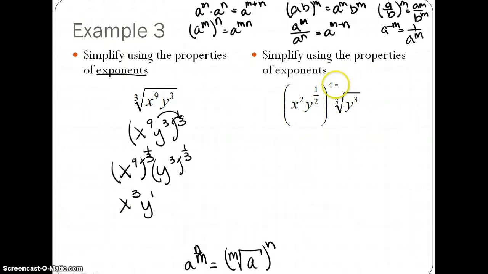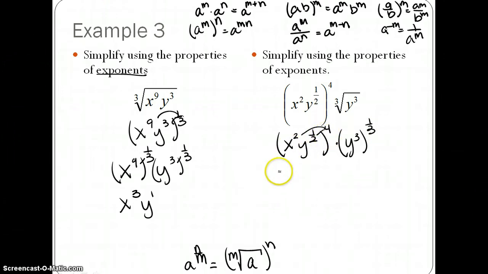It has a little bit more work. Before we begin anything, we need to deal with the radical first, and we're going to put it into exponential form. So we have x squared y to the 1/2 quantity to the 4th times y cubed to the 1/3. From here we can distribute in the exponent of 4, so x squared to the 4th times y to the 1/2 to the 4th times y cubed to the 1/3.